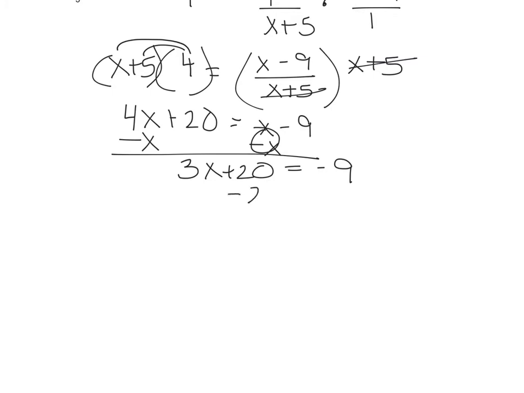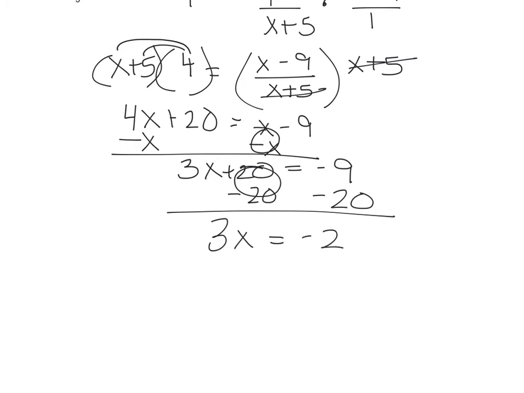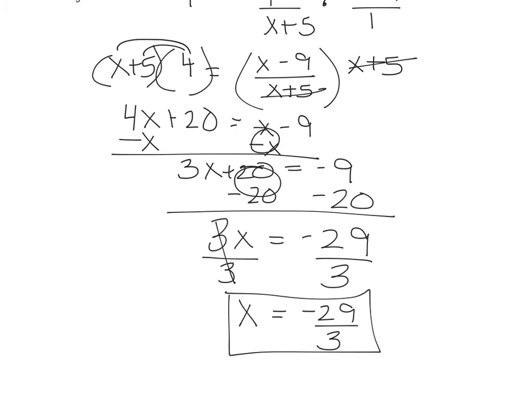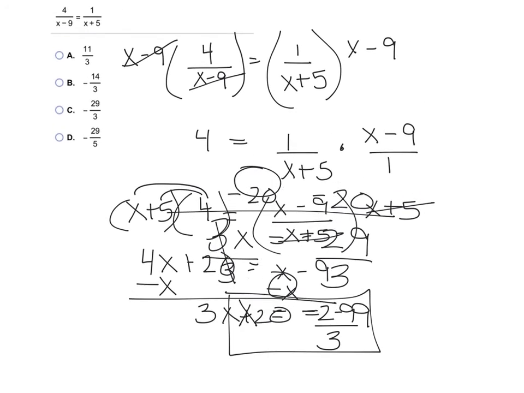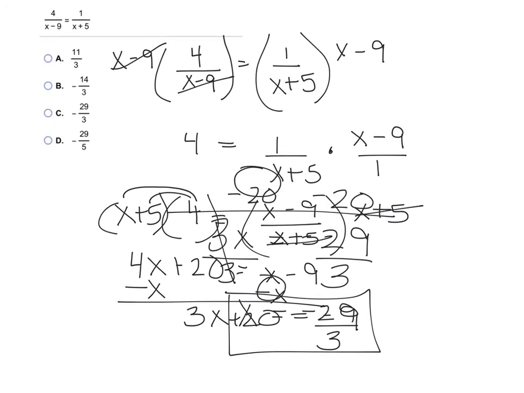Now I'm going to subtract 20 from both sides. Again, I'm just working on isolating my x term. Negative 9 minus 20 is a negative 29. Lastly, I'll divide both sides by 3, and I'm left with x equals negative 29 thirds. If we go up to our original problem, we'll see that negative 29 thirds is choice C.